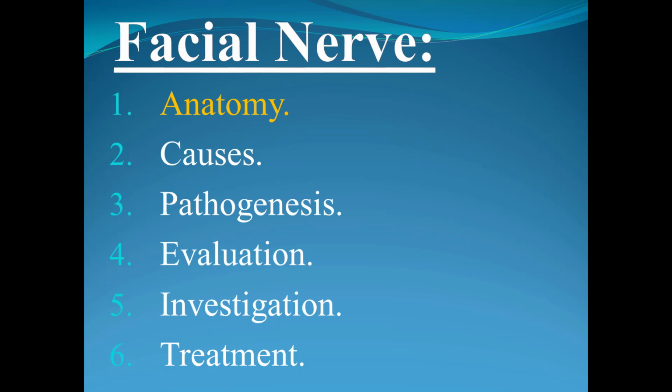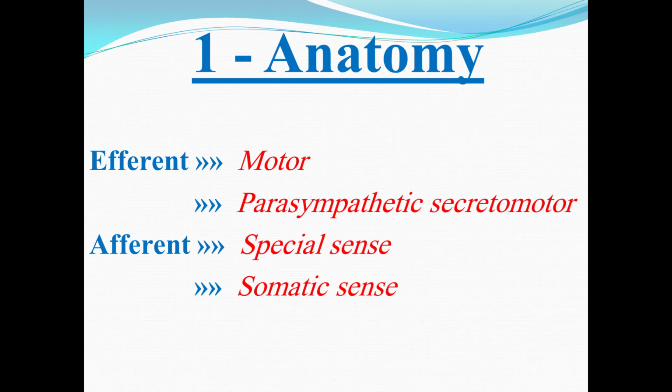The first point is the anatomy. The facial nerve carries motor, parasympathetic secretory motor, taste sensation of the anterior two-thirds of the tongue, and somatic sensation of small areas of the external meatus and external canals.